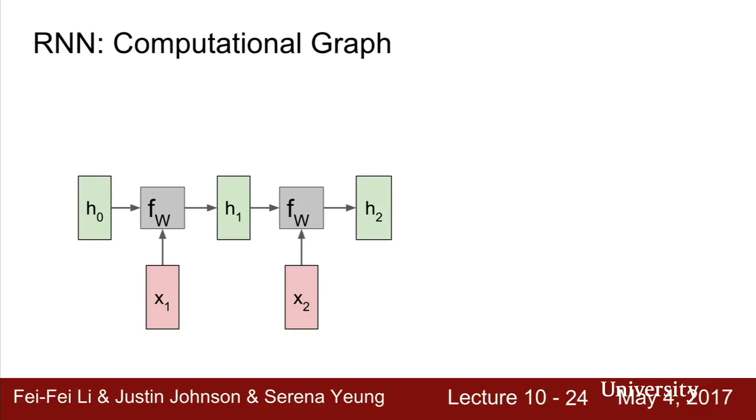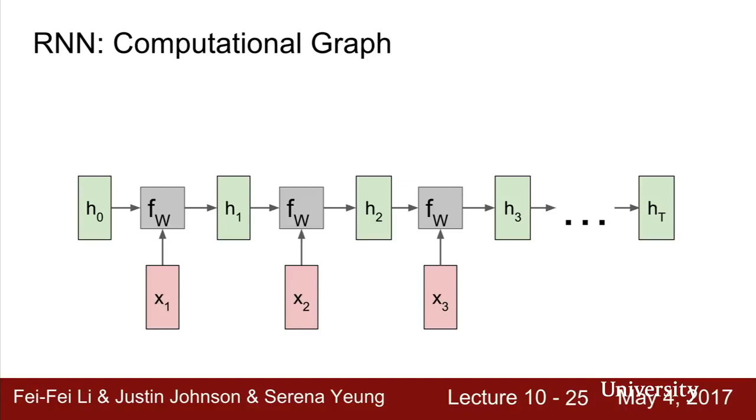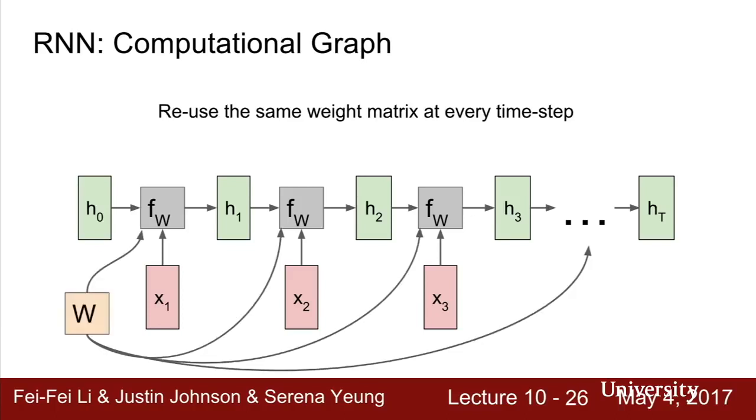And then we'll repeat this process when we receive the next input. So now our current h1 and our x2 will go into that same fW to produce our next output h2. And this process will repeat over and over again as we consume all of the input xt's in our sequence of inputs.